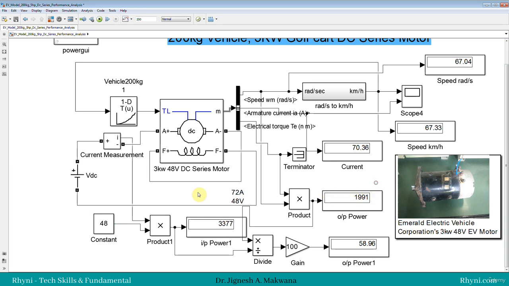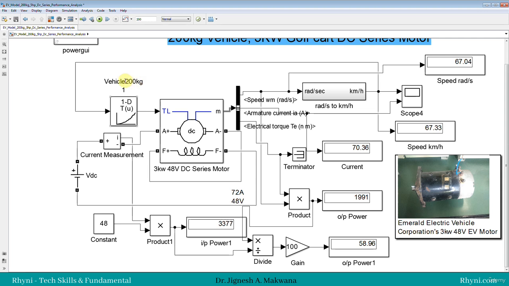So what we can do is, this motor, even if we supply the full voltage, is not running at rated output power. That means we are also compromising efficiency. Efficiency is also not more than 60%. That means this motor cannot give better performance at 200 kg load. So what do we need to do?